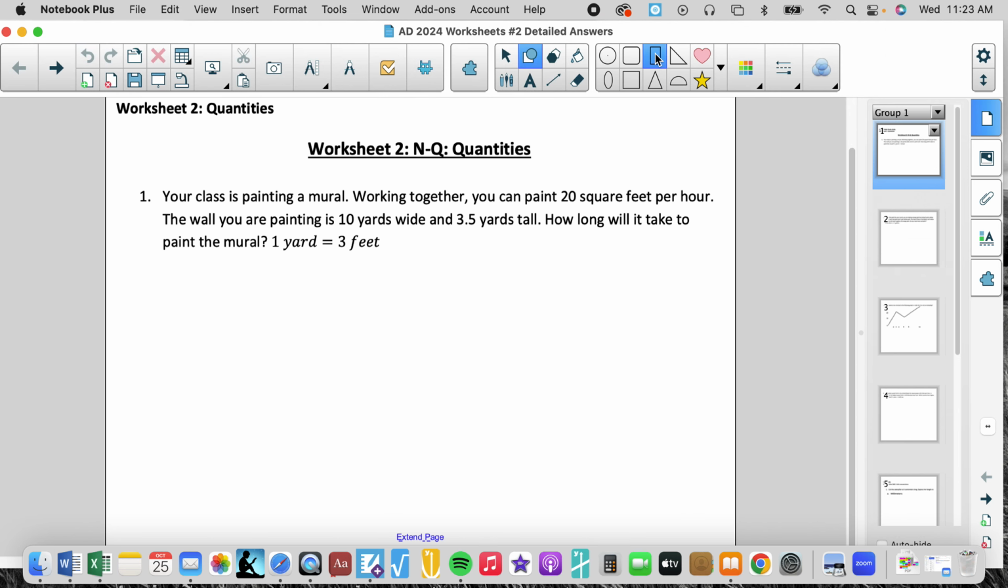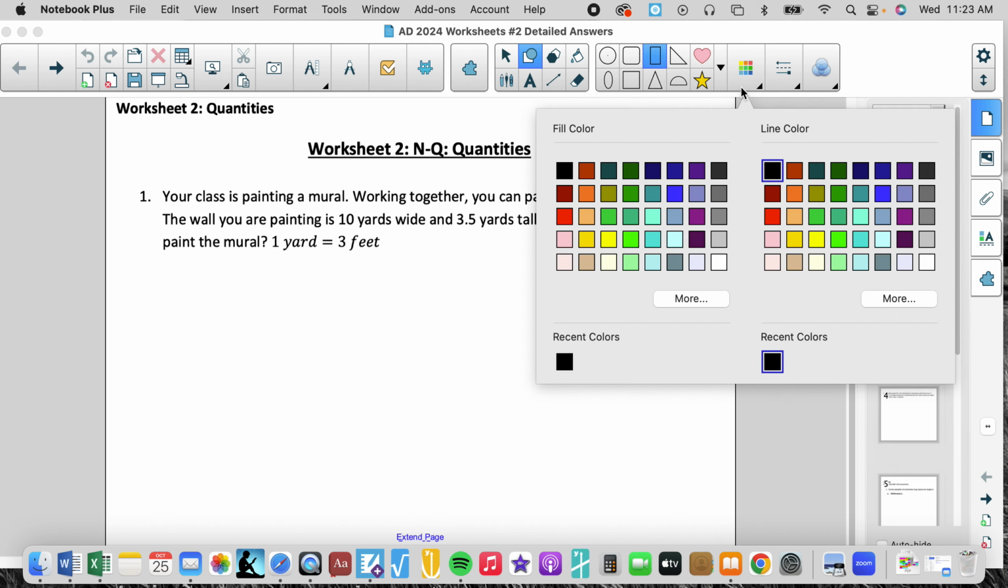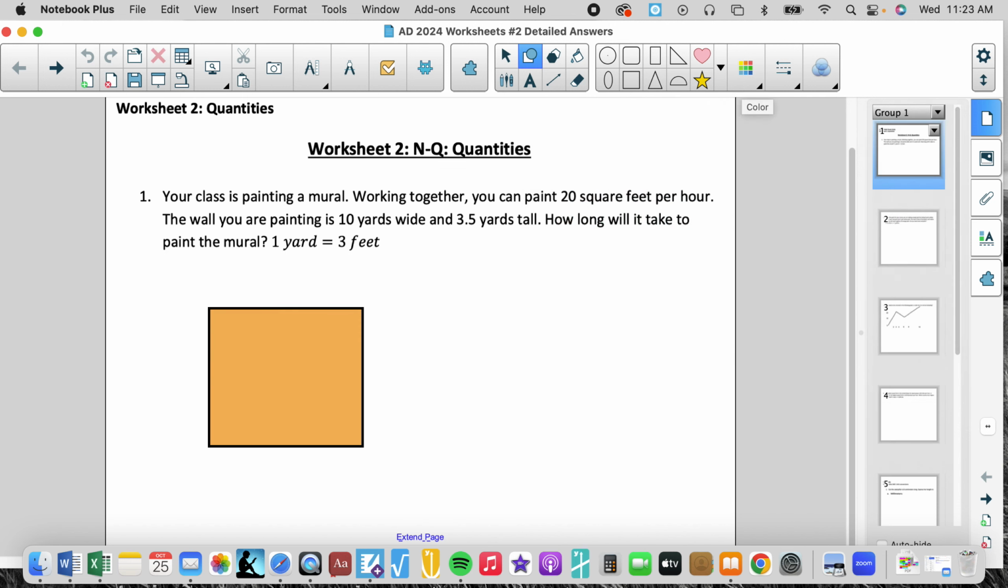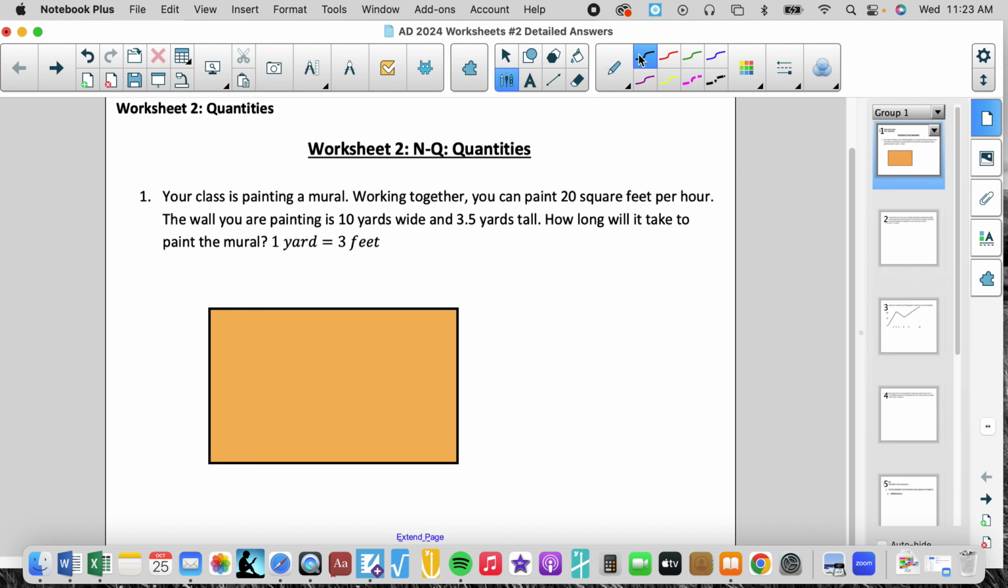Let's make a rectangle. Let's give it some color. That's the line color, we'll leave that black. So we've got this mural that is 10 yards wide, 3.5 yards tall. That looks about good. That's 10 yards by 3.5 yards. And how long will it take?